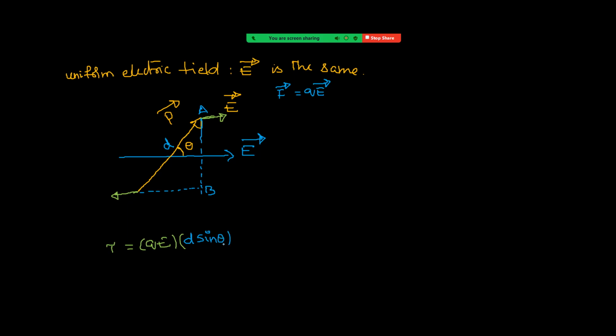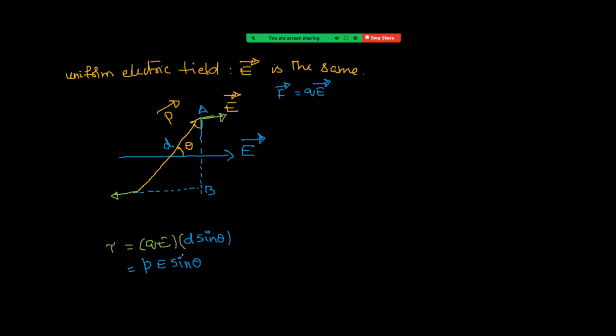See here what we have written. Force multiplying force with perpendicular distance between the forces. This is now torque. Now this can be taken as, in the place of Q into d, that is equal to dipole moment, that is P, remaining is E into sine theta. This is now modulus value. This is magnitude of torque.